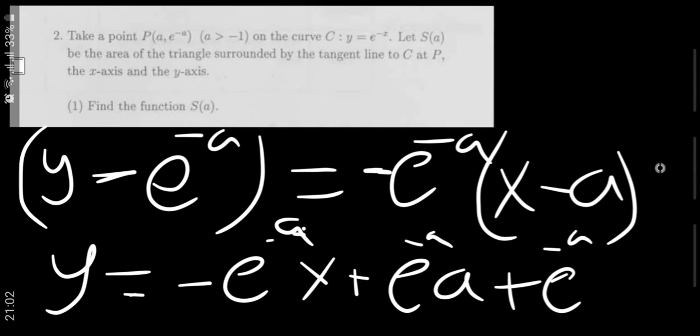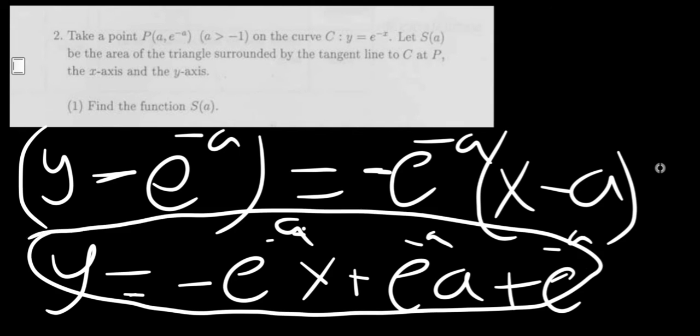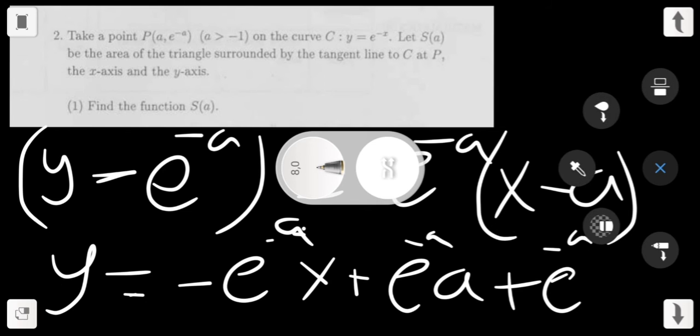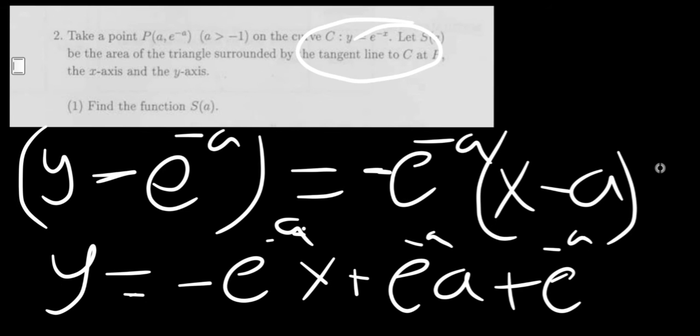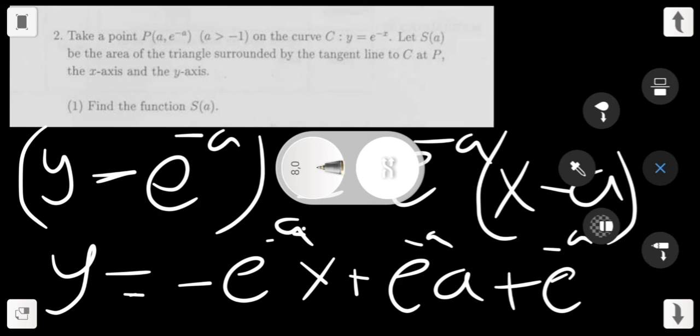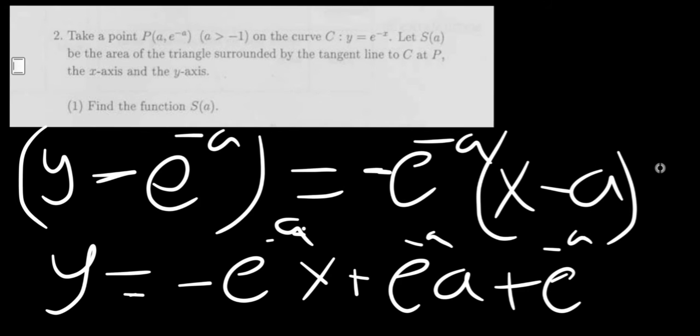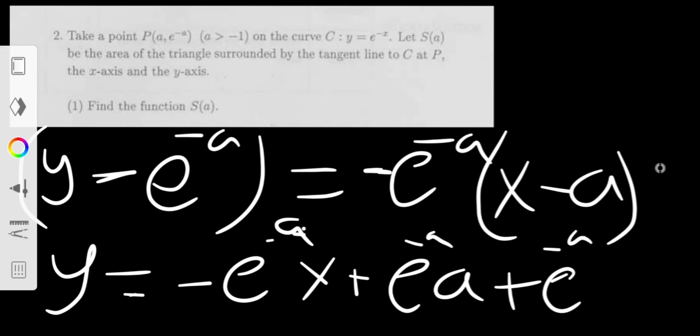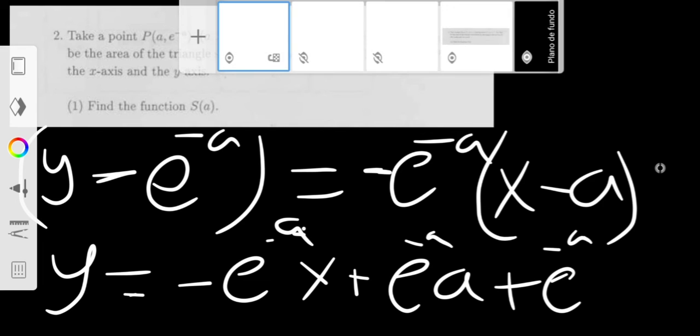So this is our y-axis. This is our function for the line that is tangent in that point for this curve. Okay, this is our line. So why is this important? Because it tells us everything. What do I mean by this? Let's go to a new page.